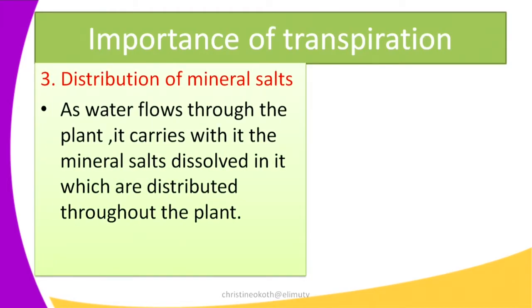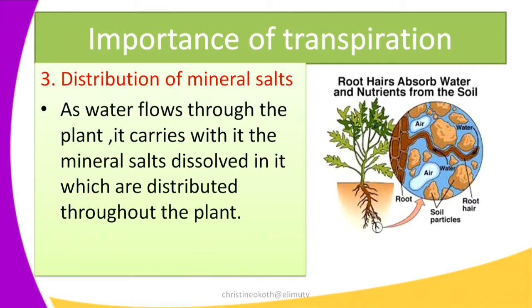Another importance of transpiration is in the distribution of mineral salts. As water flows through the plants, it carries with it the mineral salts dissolved in it, which are distributed through the plant. Looking at our illustration, we can see the mineral salts which are dissolved in water. They are taken in through the roots. When they're taken in through the roots, the process of transpiration will help in this distribution of water, because of that balance that needs to be created between the uptake of water and the water which is being lost. It helps so that more mineral salts will be taken up as the water also goes up.